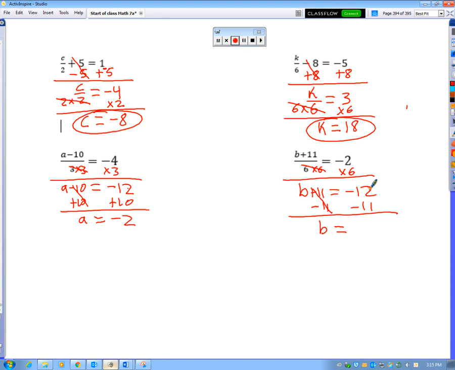I can do same change to make that easier. This number stays the same. Change, change. Now I have negative 12 plus negative 11. It's going to get me negative 23. Alright? Perfect. There's our answer for that one.